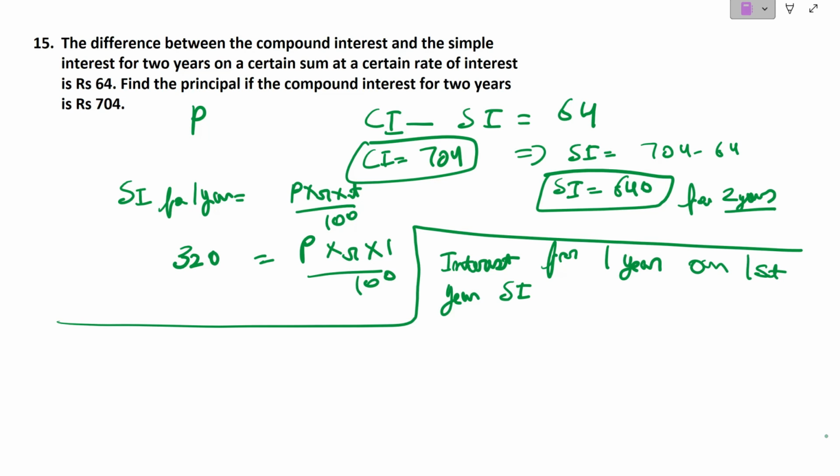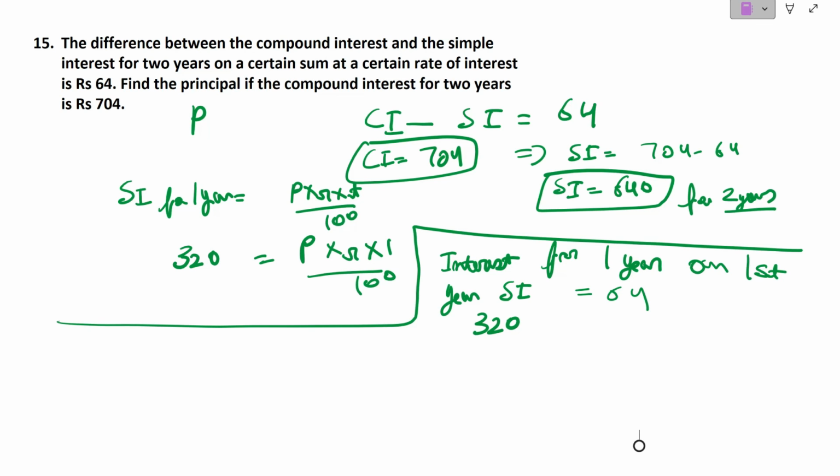And what is that? It is 64. And for 64, what is the principal? It is rupees 320, which is the original amount of simple interest. Just read the statement carefully. We are taking the interest for 1 year on the first year simple interest. So what is the first year simple interest? It is 320. And what is the simple interest calculated on this interest for 1 year? It is 64, because 64 is the difference between compound interest and simple interest.